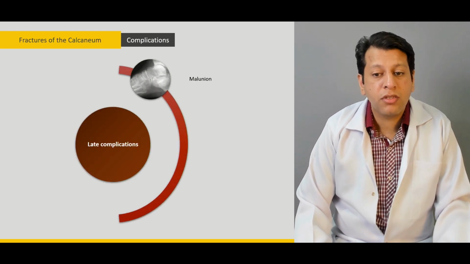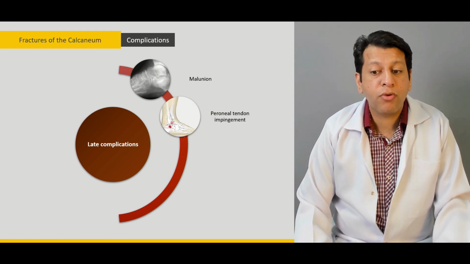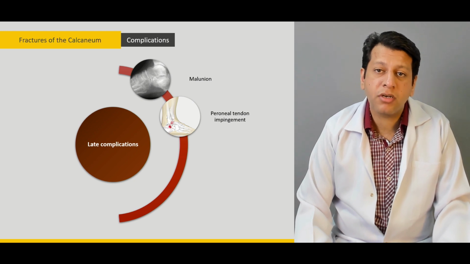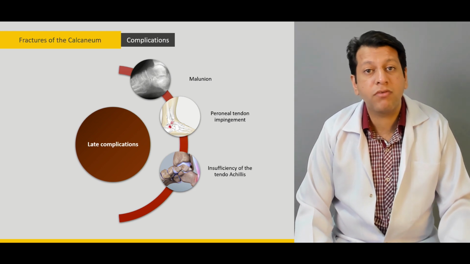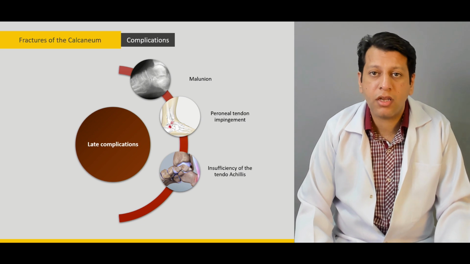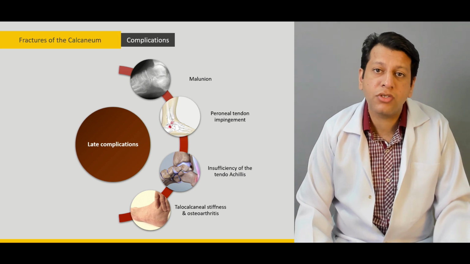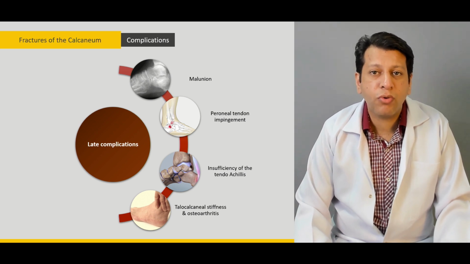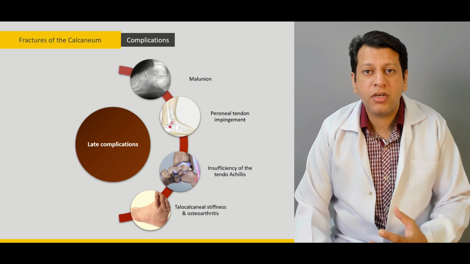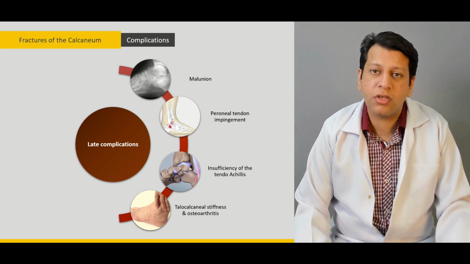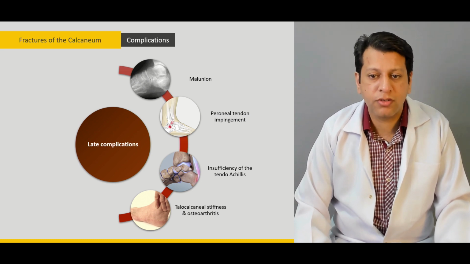This could include malunion. This may lead to subtalar arthritis, or peroneal tendon impingement, which may irritate the patient, and the patient may complain of pain later on. There could be insufficiency of the tendo achillis if the fracture line has involved the calcaneal tuberosity, or talocalcaneal stiffness and osteoarthritis. Osteoarthritis is usually the most common and eventually requires some form of treatment, such as arthrodesis or ankle replacement. Why? Because intra-articular fractures always produce some form of arthritis, and this may be very damaging, and the patient may complain of a lot of pain later on.